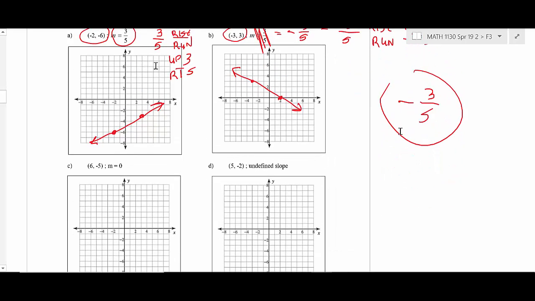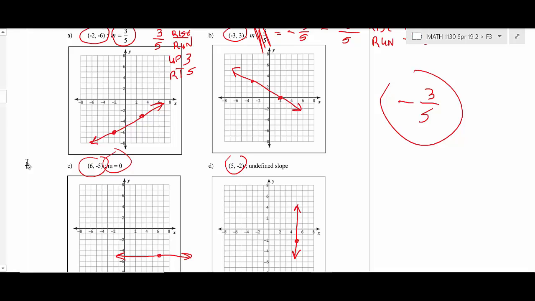Okay, and next two, we got 6, -5. So I'm going to go over 6, down 5. And if the slope's 0, what do I do? I go this way, okay, like that? 0 slope is horizontal, flat, okay? There's no steepness whatsoever, okay? And then the last one, you want to plot the point 5, -2. And undefined slope, what does that look like? This way, okay? So you just want to know all the different cases like that for slope. Everybody with me okay?